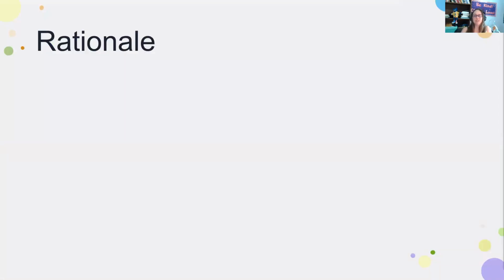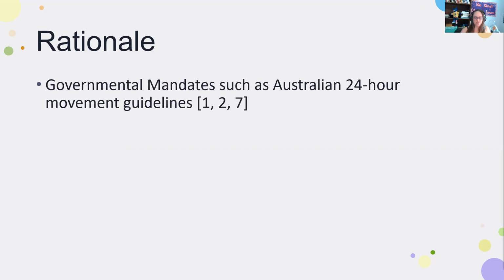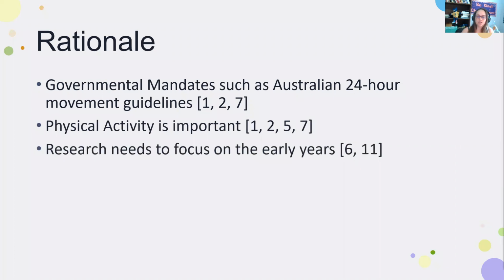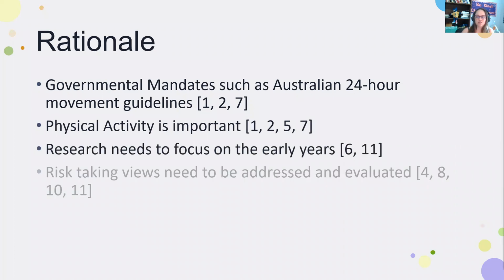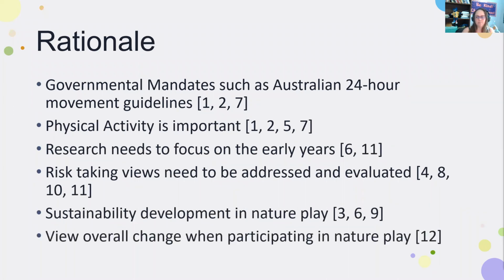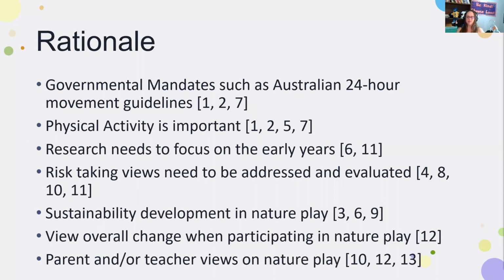Looking at the literature that I read, some of the rationales for their research were the governmental mandates, such as the Australian 24-hour movement guidelines, physical activity being important. Research needs to focus on the early years. Risk-taking views need to be addressed and evaluated. Sustainability development in nature play. And then an overview of the overall change when participating in nature play. And then lastly, parents' and teachers' views on nature play itself.